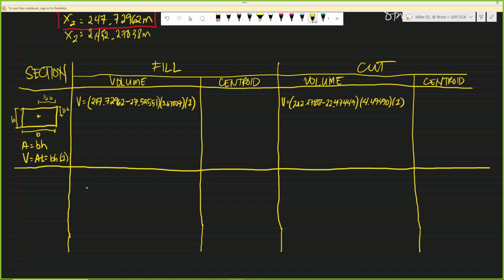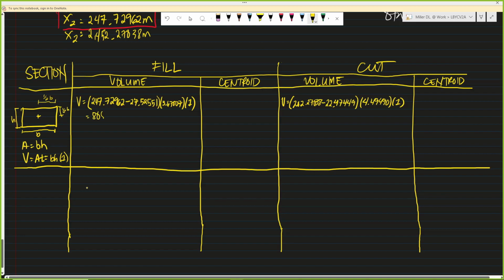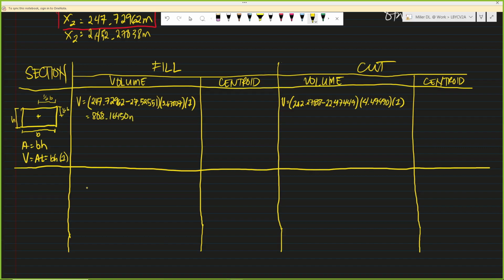We have 808.16450 cubic meter and 808.16455. Okay, so pare-parehas ba kayo ng sagot?